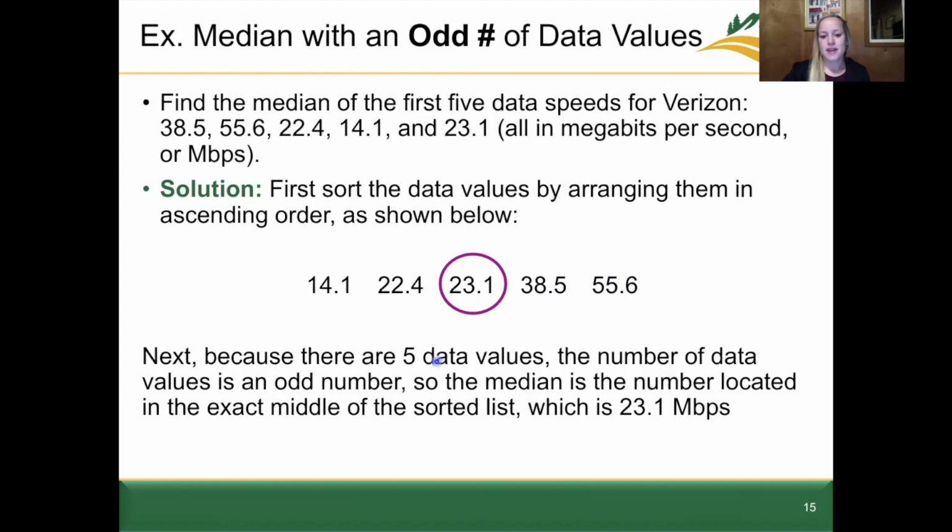Next, because there are 5 data values, the number of data values is an odd number, because 5 is an odd number. So the median is the number located exactly in the middle of the sorted list. So in this case, we would cross out 14.1 and 55.6, they're on the outside. Next, we'd cross out 22.4, then 38.5. Then we're left with only 23.1 in the middle. So our correct answer here is 23.1 megabits per second.